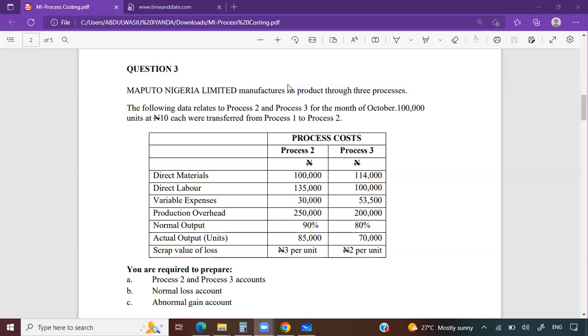Yes, I can hear you. Can you hear me, sir? Yeah, for output to process 3, that should be 90,000. At what price? 90,000 at a price of 15.72.